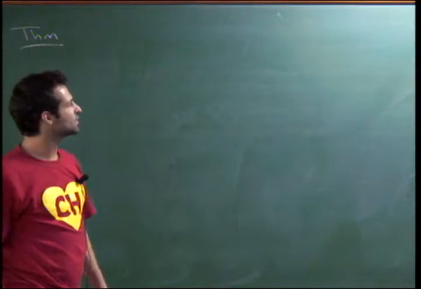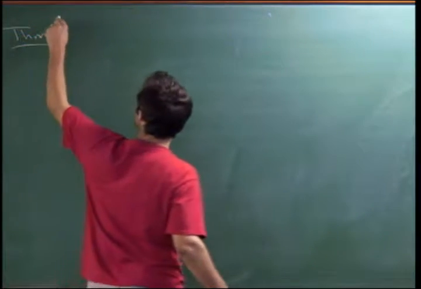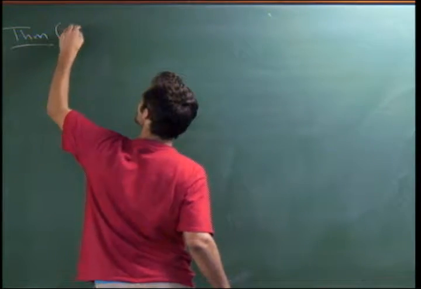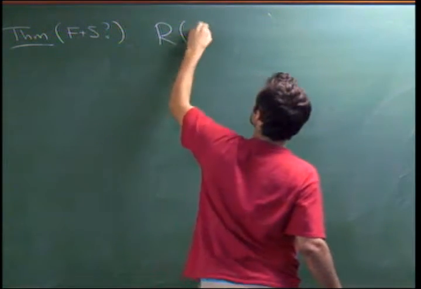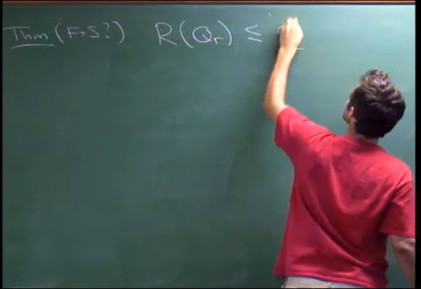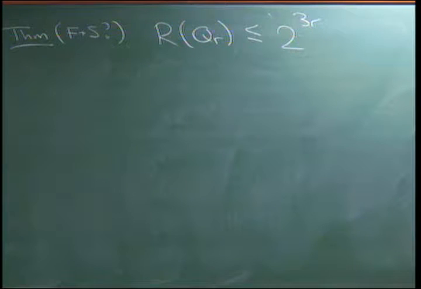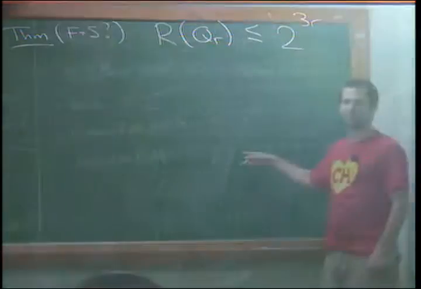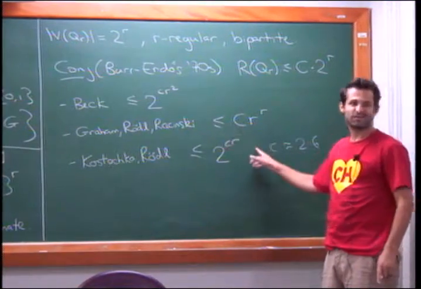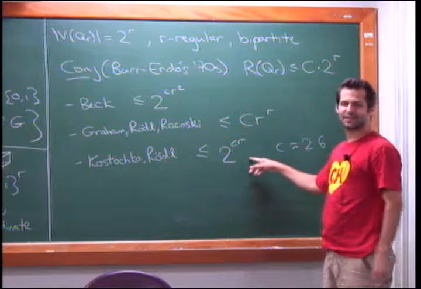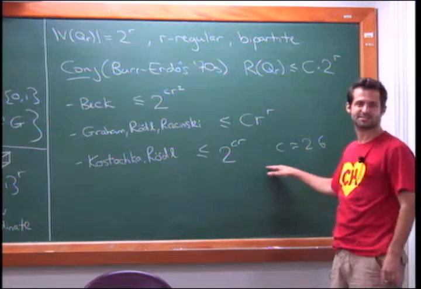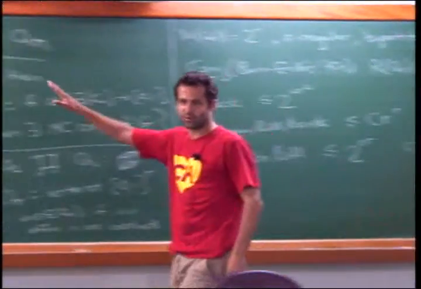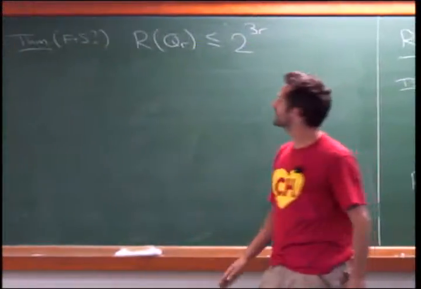I'm not sure who to credit this to. I think probably Fox and Sudakov. The Ramsey number of Q_r is at most 2 to the 3r. So this is slightly worse than this bound, but the proof is going to be almost immediate. And if you work a bit harder, as they did, then I think they got down to 2 to the 2r or something. So really this method gives the best known bound. Not quite the proof I'm going to tell you, but not much more complicated.